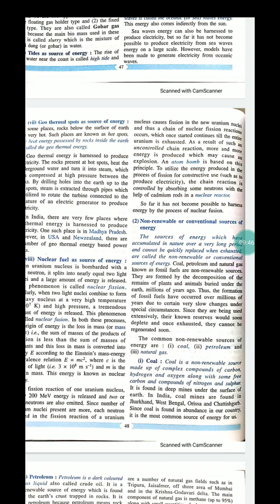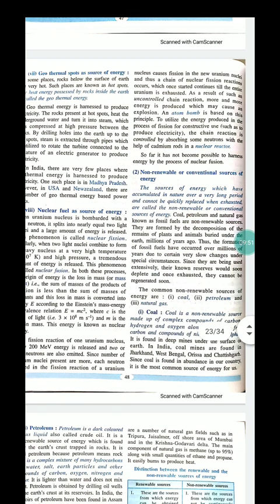Now we'll move to non-renewable sources of energy. The sources of energy which have accumulated in nature over a very long period and cannot be quickly replaced when exhausted are called non-renewable energy. That means the energy which we will not get in a very short interval of time is known as non-renewable energy, such as coal, petroleum, natural gases.